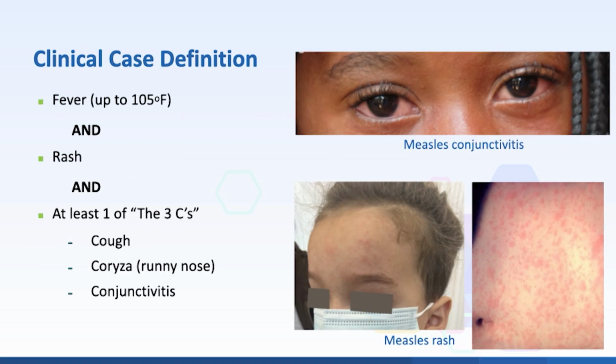Measles presents with a high fever, which can be up to 105 degrees Fahrenheit or 40.5 degrees Celsius, and rash, and one of the 3 Cs, which includes cough, coryza, or runny nose, or conjunctivitis, or some combination of the 3 Cs. The rash typically begins on the head, face, or at the hairline, and then progresses downwards to involve the chest, abdomen, arms, and legs. According to the Council of State and Territorial Epidemiologists, or CSTE, case definition, fever, rash, and one of the three Cs must be present to be considered a clinical measles case.